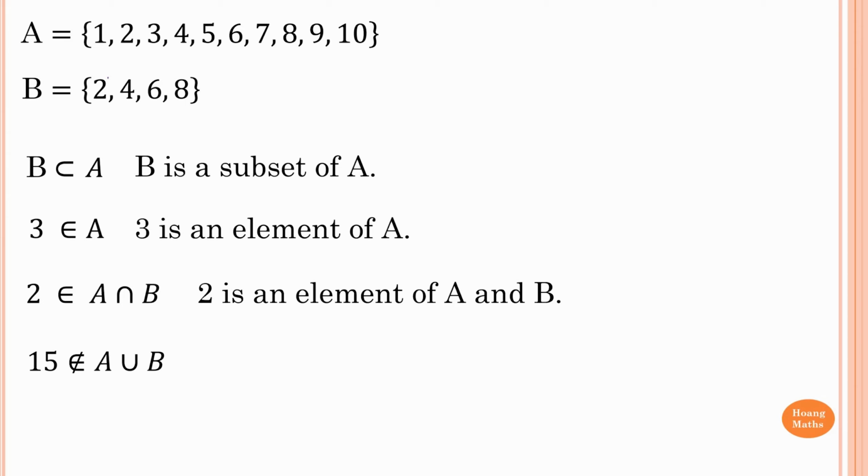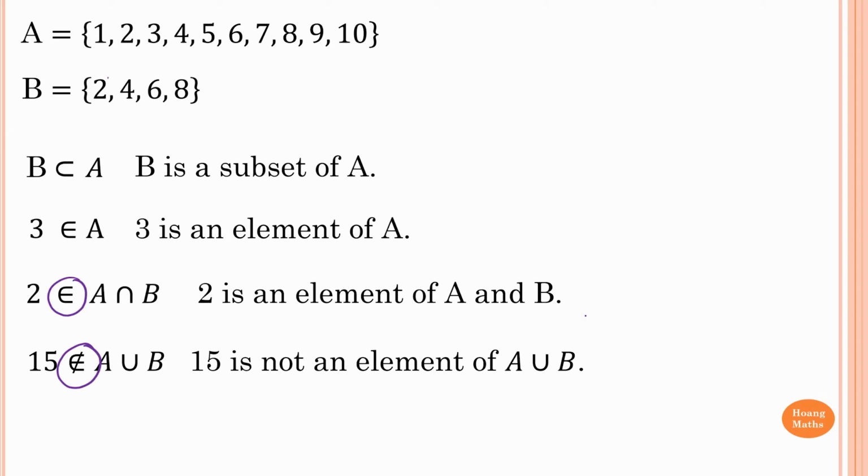Now 15 is not an element of A or B, because 15 doesn't come from A and 15 doesn't come from set B either. So we can say 15 is not an element of A or B. A line going through means not. So this symbol means is an element of. If you draw a line across, that means is not an element of. So please remember these symbols for me.